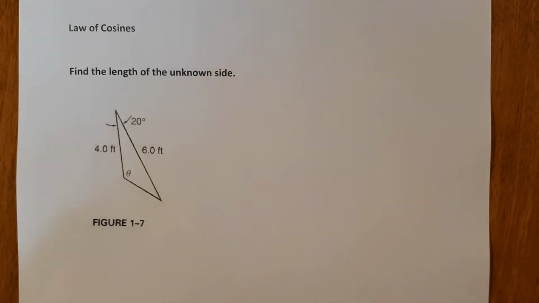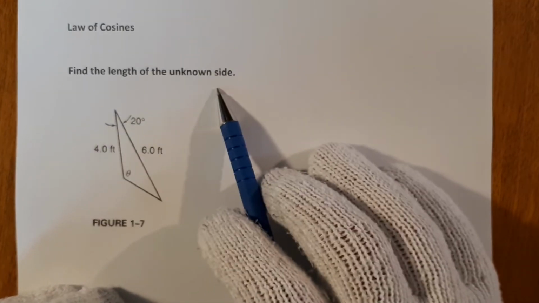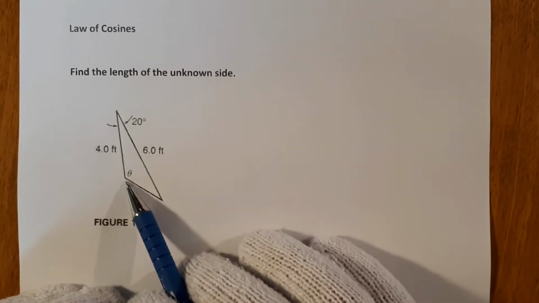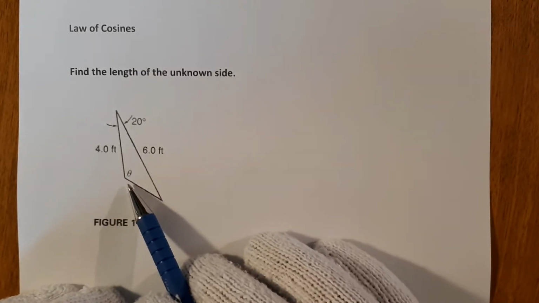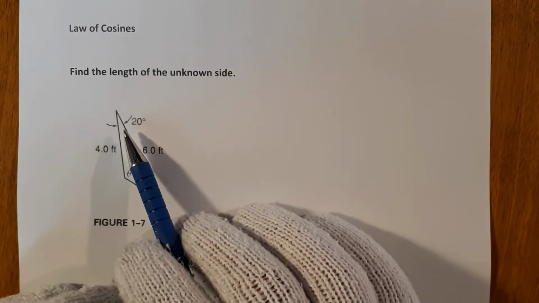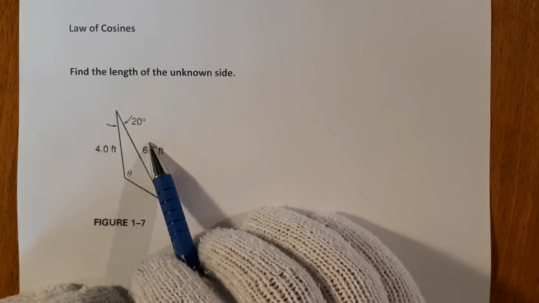Let's have a look at this trigonometry question. It says here, find the length of the unknown side. Well, we know this length and we know that length, so this is the length we are looking for, this side. We're given an angle, and this angle is enclosed by these two known lengths.